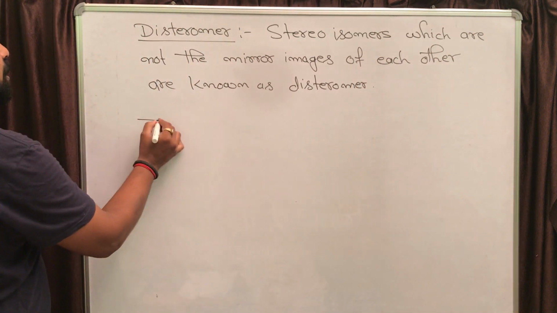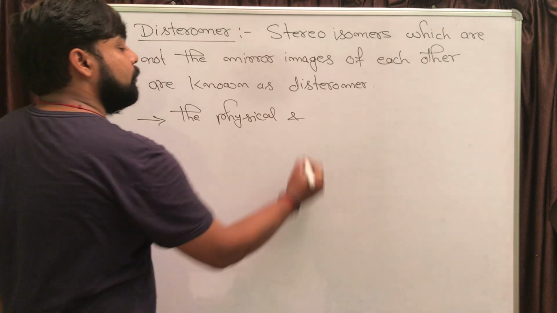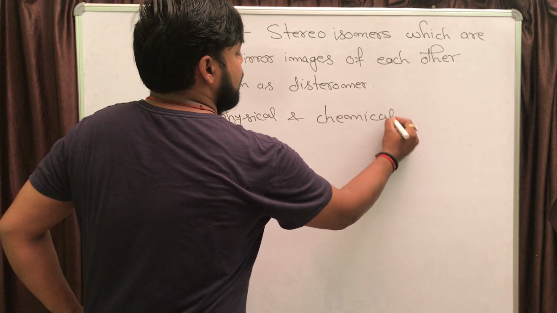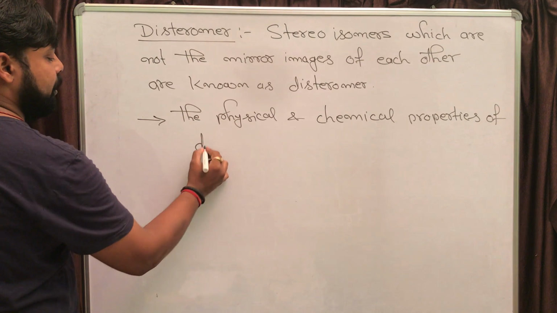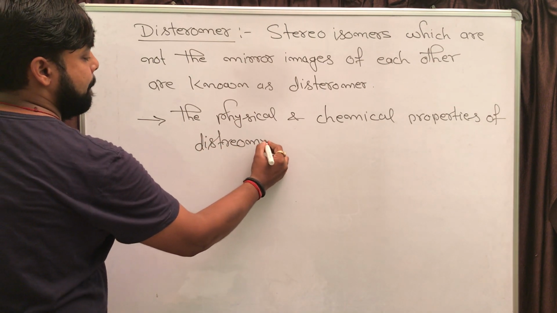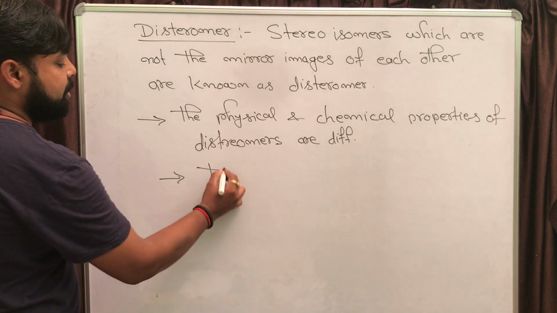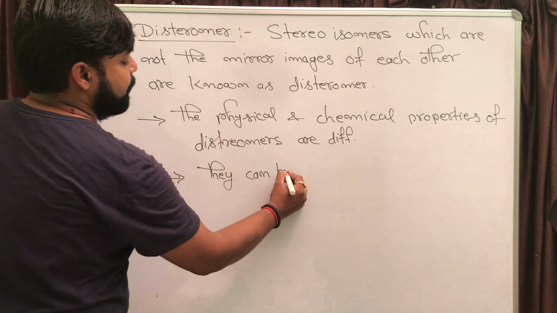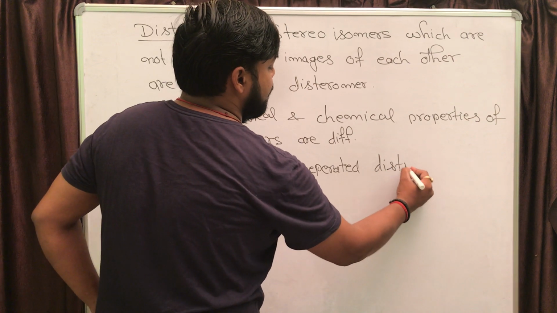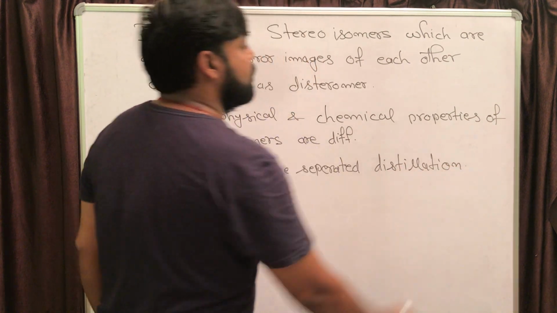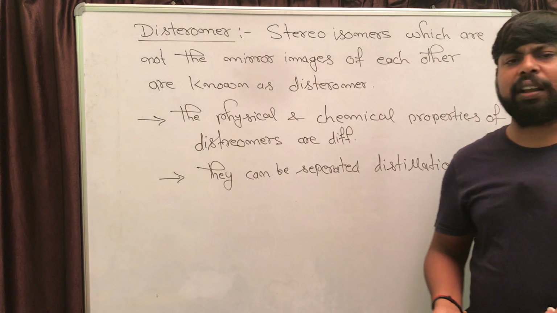Some important point: the physical and chemical properties of diastereomers are different. Diastereomers are different, and they can be separated. They can be separated by the distillation method. Just because their physical and chemical properties are different, their boiling points will also be different. So two compounds can be separated if their boiling points are different.